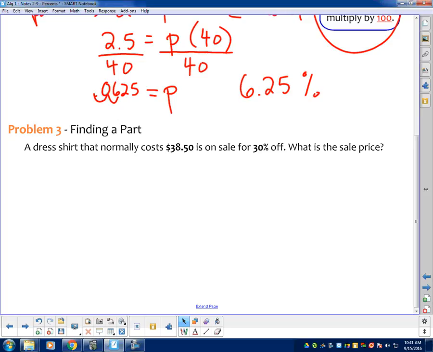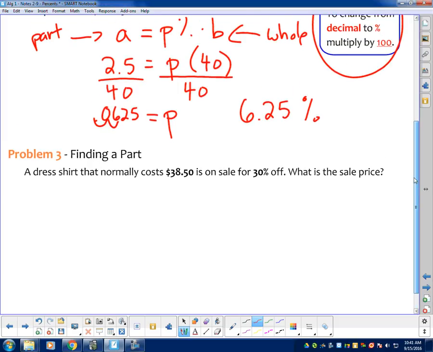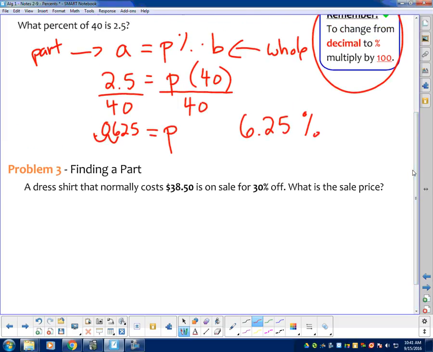All right. Next one, problem 3. Finding a part. It says a dress shirt that normally costs $38.50 is on sale for 30% off. What is the sale price? We can do this in 2 different ways. We could do this setting up a proportion, or we could do this using our percent equation that I just wrote up here. You can see it at the top of the page there.